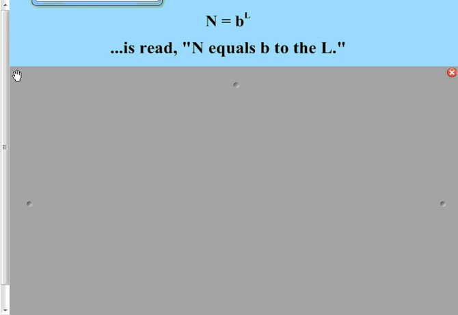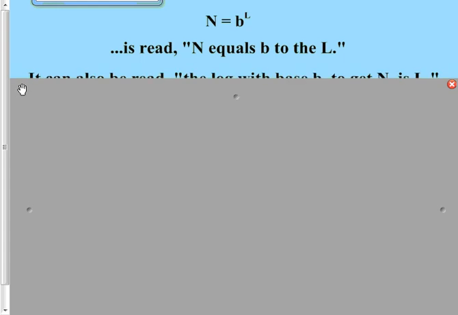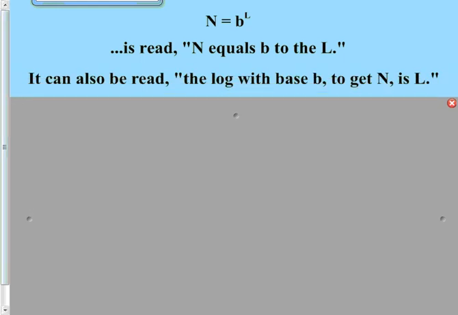That is exactly how it is written, or how it is read: n equals b to the L. Now what we're going to see here is that there's another way of structuring this, another way of pronouncing it, so to speak. It can be read as the log with base b to get n is L.